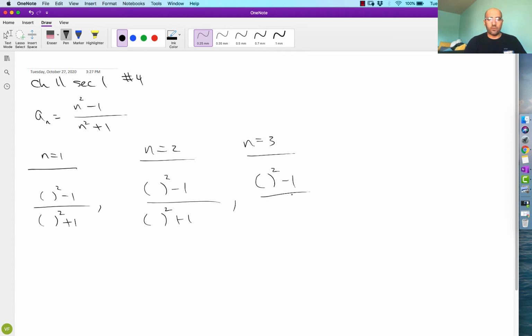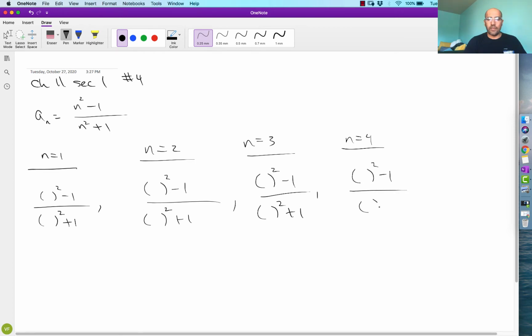Blank squared minus 1 over blank squared plus 1. N equals 4, it'll be blank squared minus 1 over blank squared plus 1. And then n equals 5, blank squared minus 1 over blank squared plus 1. Okay, so n equals 1: 1 squared minus 1 over 1 squared plus 1. n equals 2: 2 squared minus 1 over 2 squared plus 1, then 3, 4, 5.